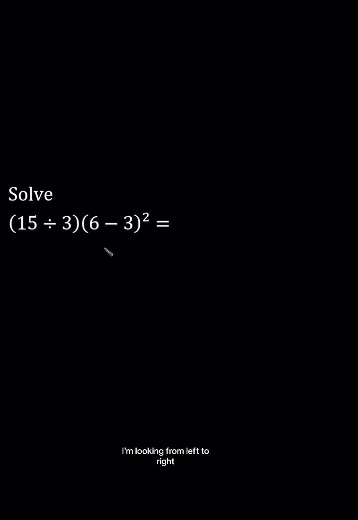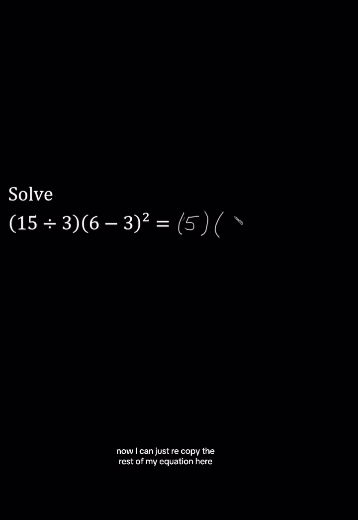I'm looking from left to right, and I'm starting with the P from PEMDAS, which means parentheses. So what I notice is I have two sets of parentheses here. So if I'm moving from left to right, that means I should first deal with the first one on the left, so 15 divided by 3. So I can solve that first, and I'm just going to put the answer to that in a set of parentheses. So 15 divided by 3 is going to give me an answer of 5.